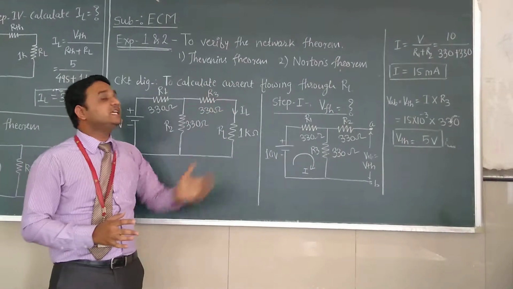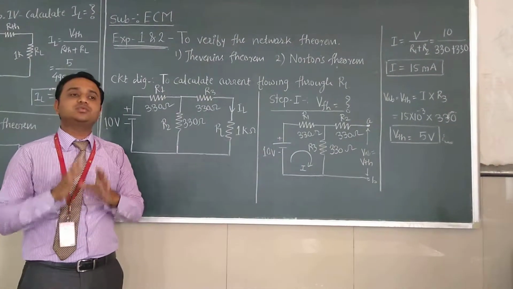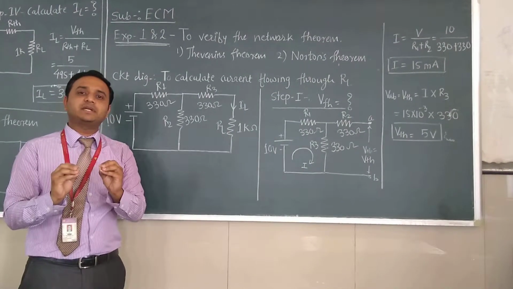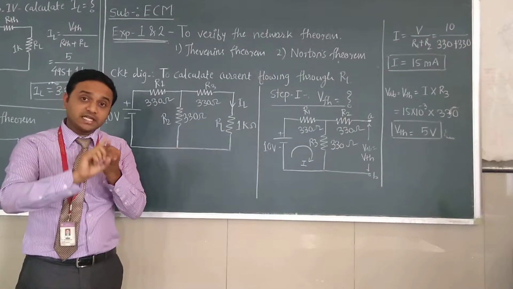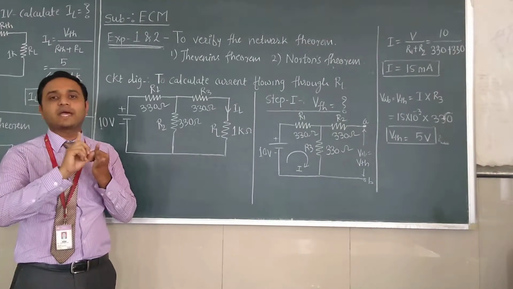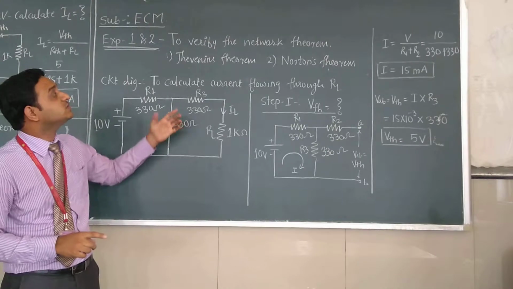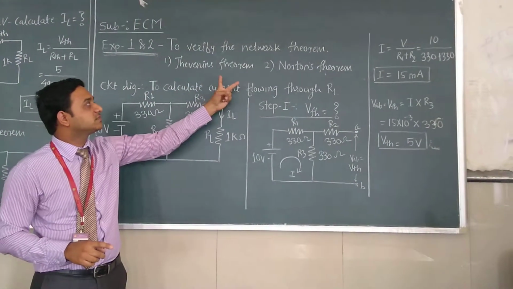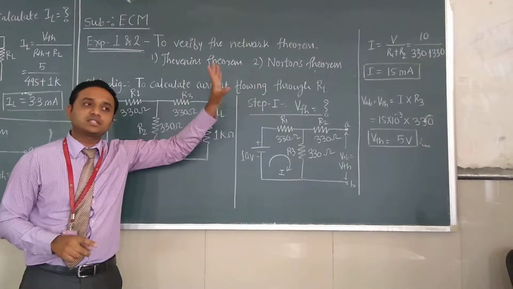So what is the need of network theorem, we will first of all discuss. The need of network theorem is to calculate the unknown parameter. Basically the unknown parameters are voltage and current. The voltage drop across the resistors and the current flowing through the resistors we are calculating through the network theorems. So today we are dealing with both the theorems. The first is Thevenin's theorem and the second one is Norton's theorem.